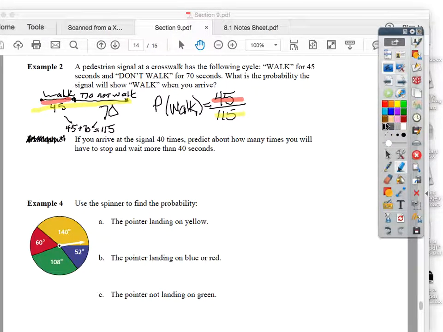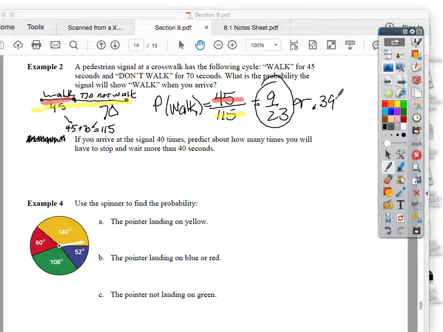So then you just reduce that, okay? And what you end up getting there, once you reduce that, would be a value of 9 over 23, or 0.39. I'll be honest, I prefer this: out of 23 total times, 9 out of 23 times, you're going to get a walk signal. To me, that makes the most amount of sense.